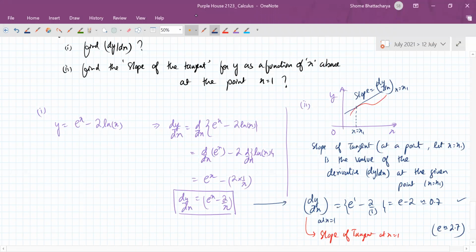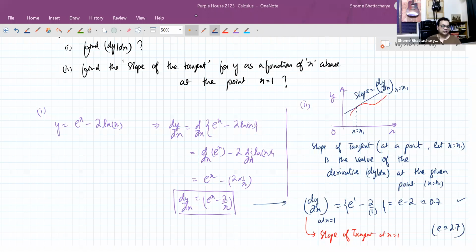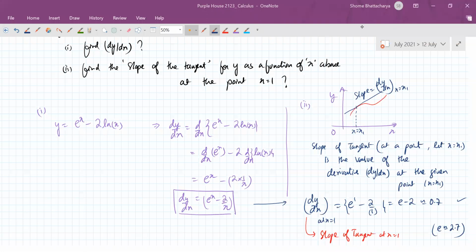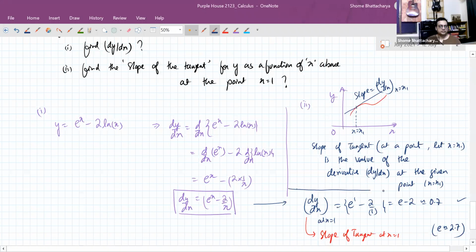Okay, so this graph I just randomly made. I didn't set that for this; this is a general situation. So in general, for any function y is equal to f(x), this is the concept: the slope of the tangent at a particular point is the value of dy by dx, or the value of its derivative at that particular point.